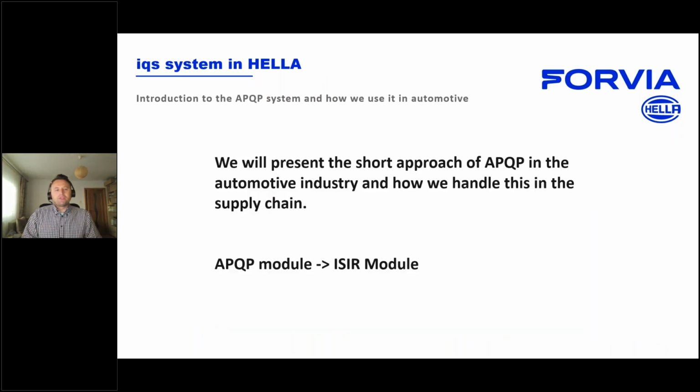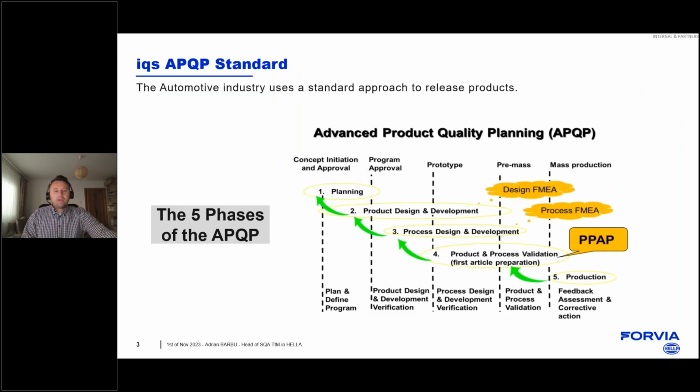So as a short introduction to what I will present to you today, we will have a short approach of the APQP in the automotive industry, how we handle this in the supply chain, and how we are using the two IQS modules, the APQP and the ISIR modules. So this will only be a short view and a short explanation of how the approach and the systems are working within the industry.